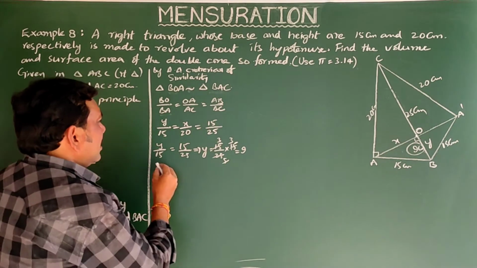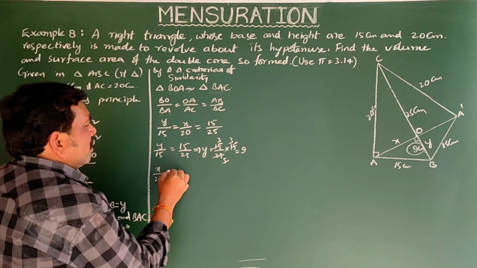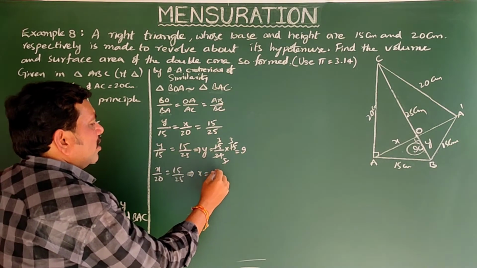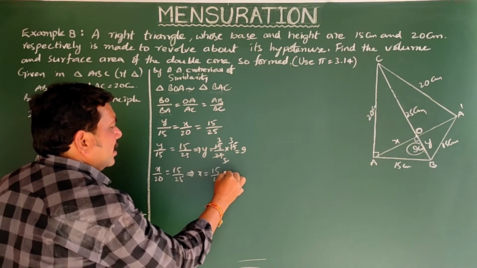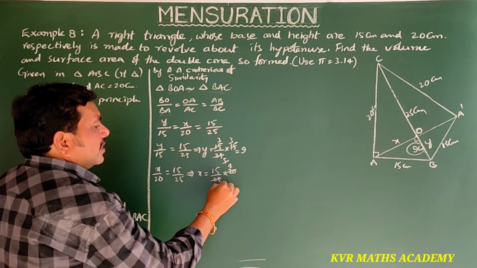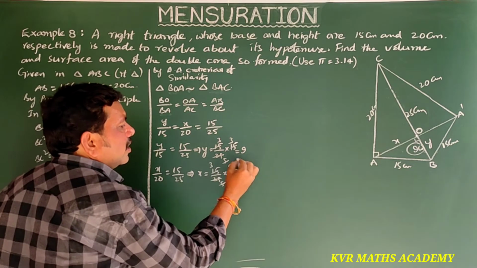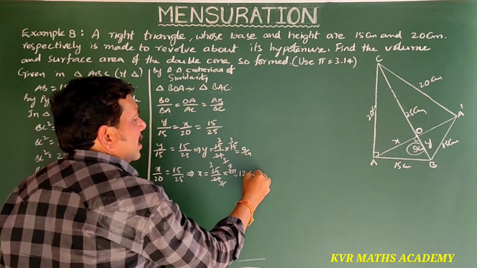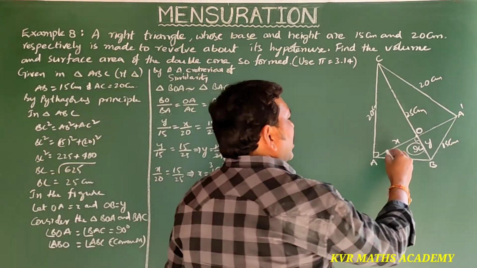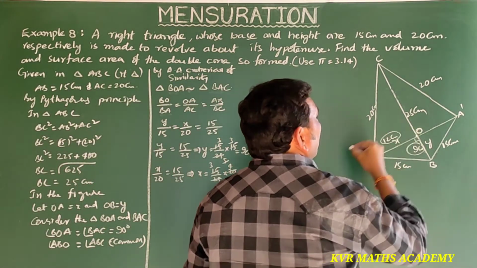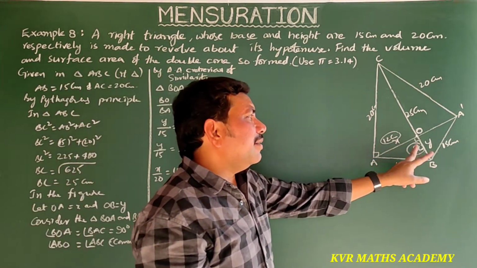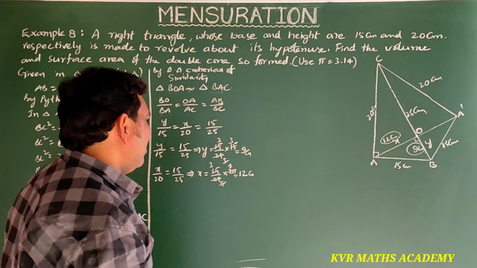Next, in the same way, X by 20 is equal to 15 by 25. So that implies X is equal to 15 by 25 into 20. That is equal to how much? 12 centimeters. X is equal to 12 centimeters we got. Here Y is equal to 9 centimeters and X is equal to 12 centimeters.